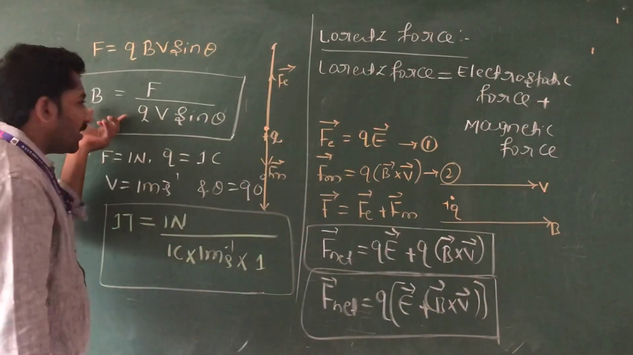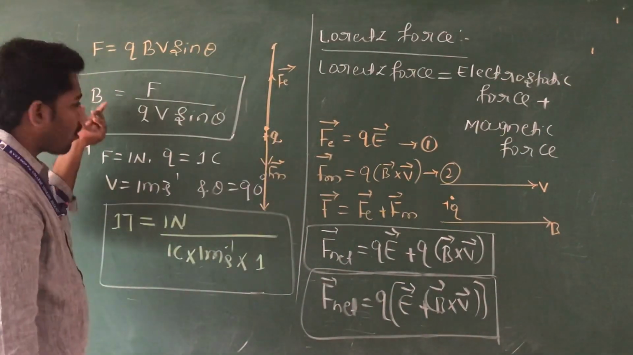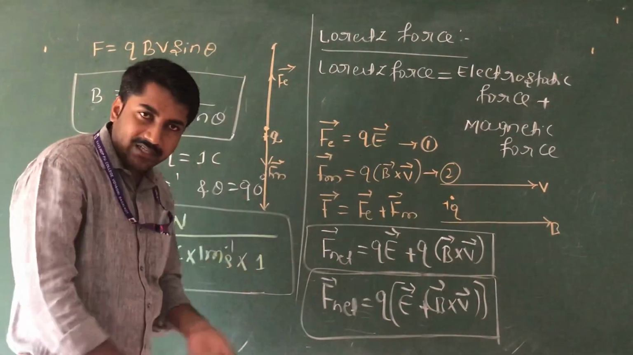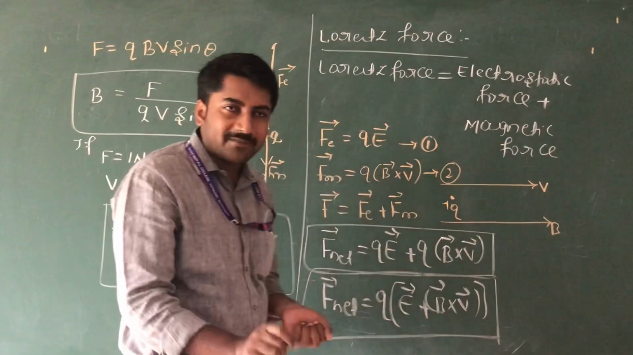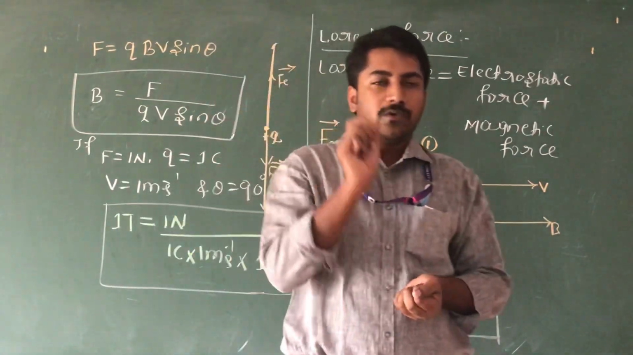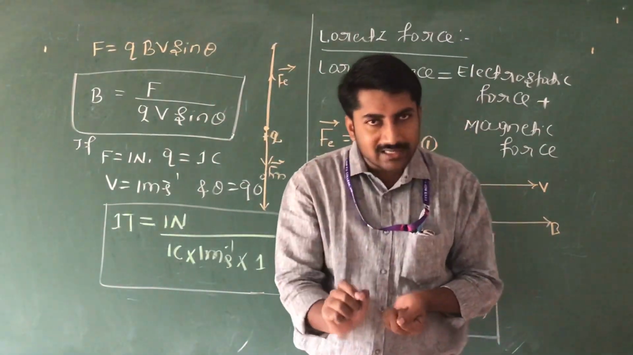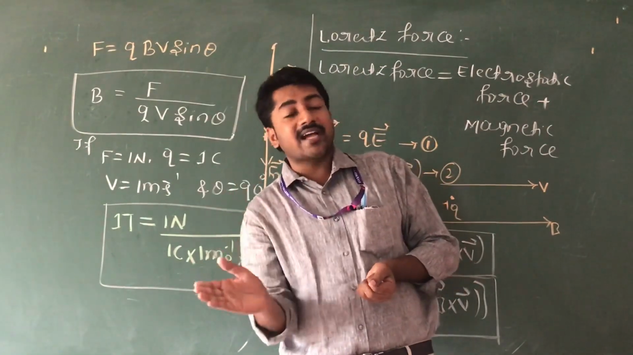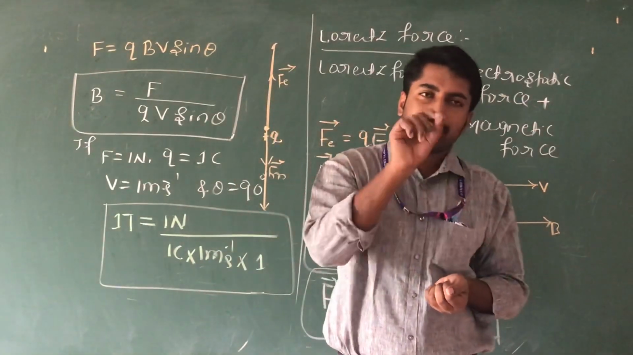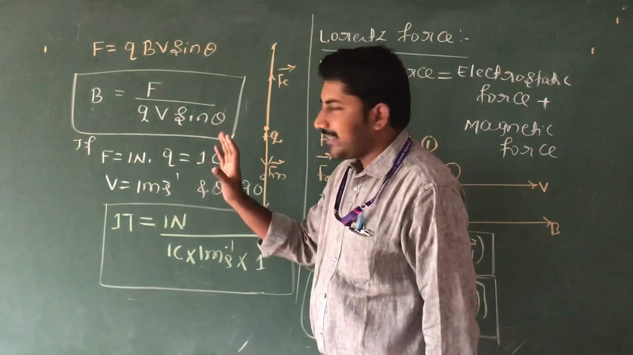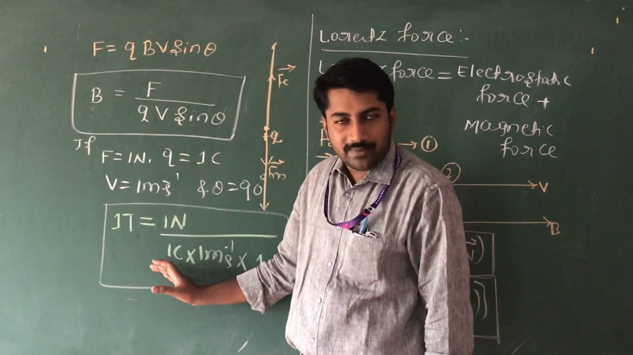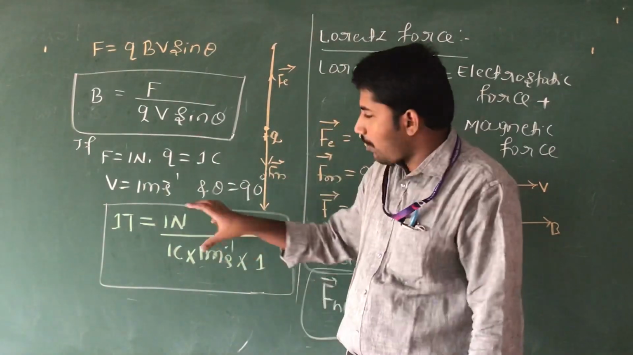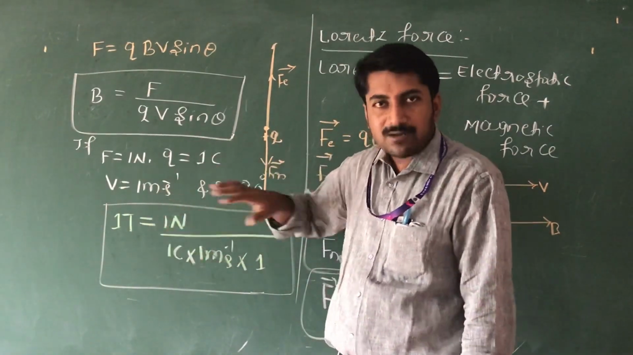Here, this is the definition of the SI unit of magnetic field. The SI unit of magnetic field is Tesla. The strength of the magnetic field is said to be 1 Tesla when a charge of 1 coulomb is moving with a velocity of 1 meter per second at right angles to the direction of the magnetic field with a force of 1 Newton. Then we say the strength of the magnetic field is 1 Tesla, which is the SI unit of magnetic field.